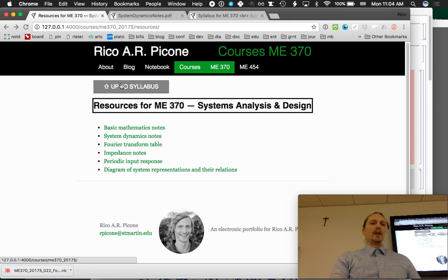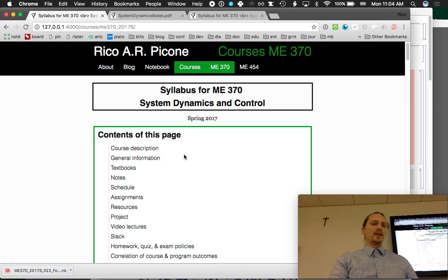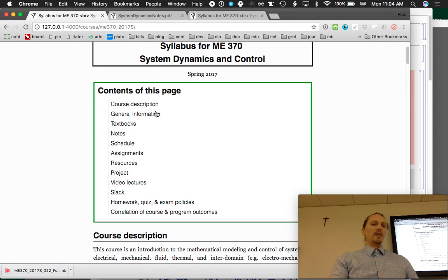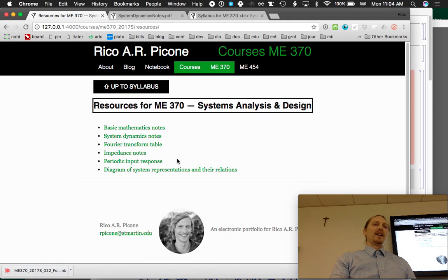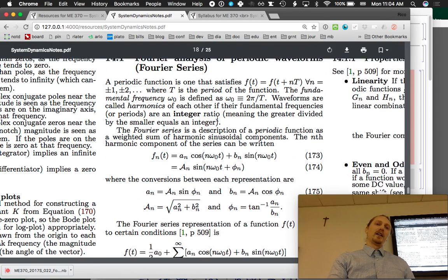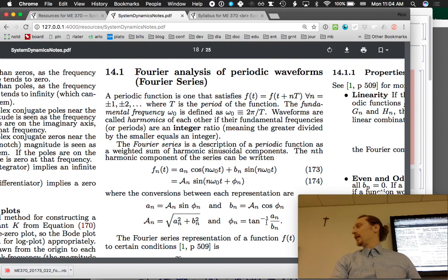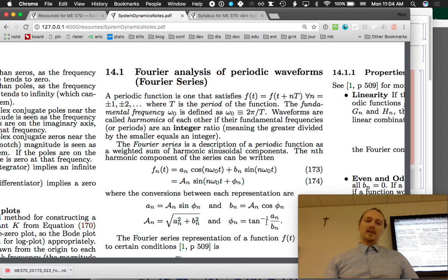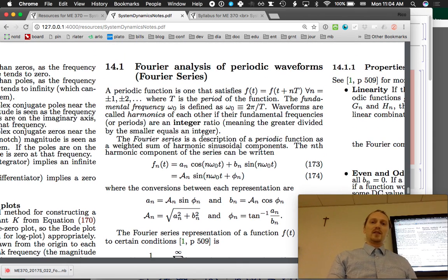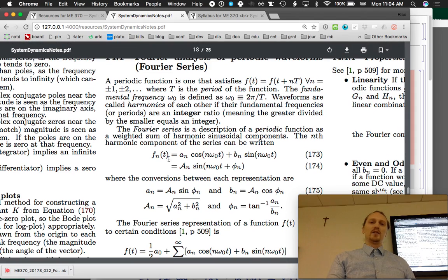Does everybody know how to get to the resources section of the website? I'll show you then. On the main page, go to Resources, and then click on the link. Then go to the System Dynamics Notes. Click on that and it'll open up this PDF. I have already brought us to this point, which is page 18 of the notes.